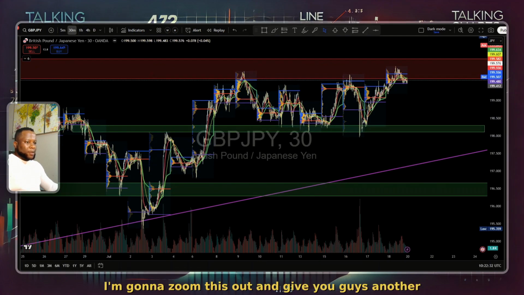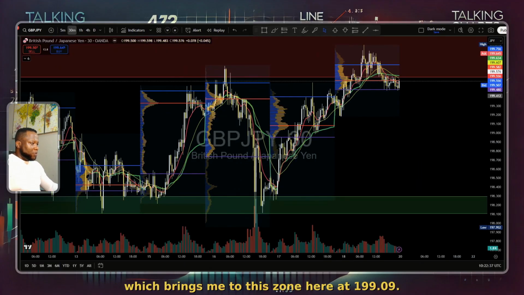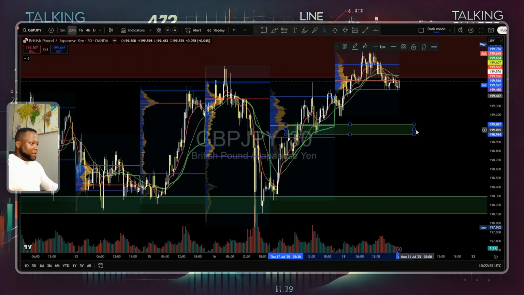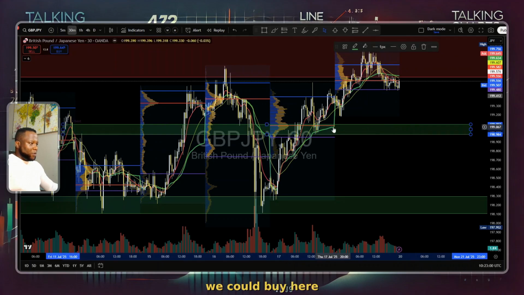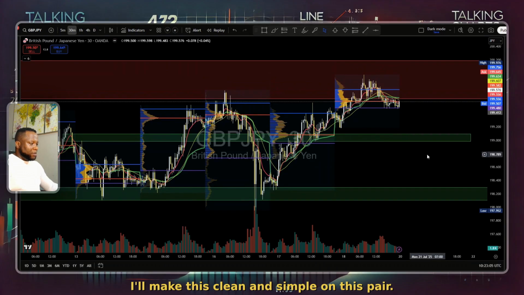Okay, I'm gonna zoom this out and give you guys another area of support in between this box, which brings me to this zone here at 199.09. But right now we are at 199.55, give or take. But it's in the sell area, it's in the sell zone. So a retracement towards this area could give us a buy probability. Okay, we could buy here for this, but Omega is clean and simple on this pair.